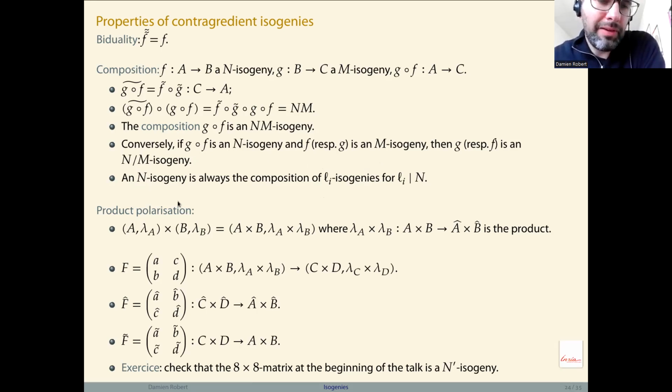So for Kani's lemma, we also need to work with products of abelian varieties and product polarizations. If I have two principally polarized abelian varieties, lambda A on A and lambda B on B, I can look at the morphism A times B to A dual times B dual, given by the product of the polarizations. That's what we call the product polarization, as the name implies. And it's easy to check that if I have F, a morphism from A times B to C times D, then F dual is a map from C dual times D dual to A dual times B dual, and F tilde is likewise defined. And so using this property, you can check that the 8 by 8 matrix I gave at the beginning of the talk is indeed an n prime isogeny. It's a small exercise to check that.